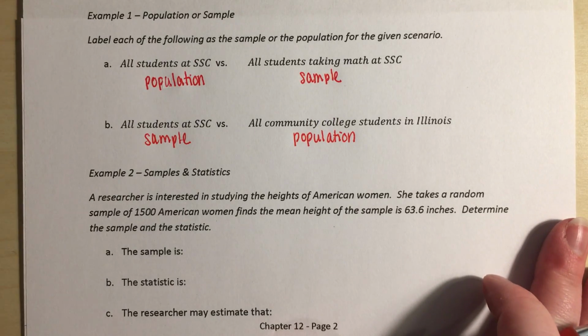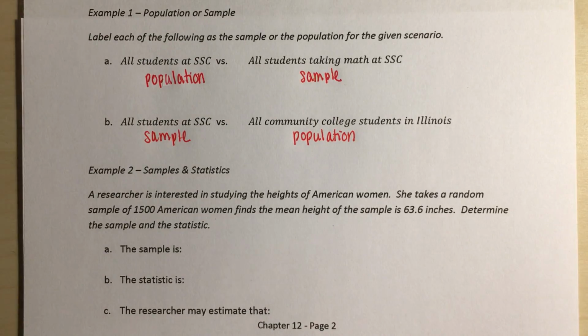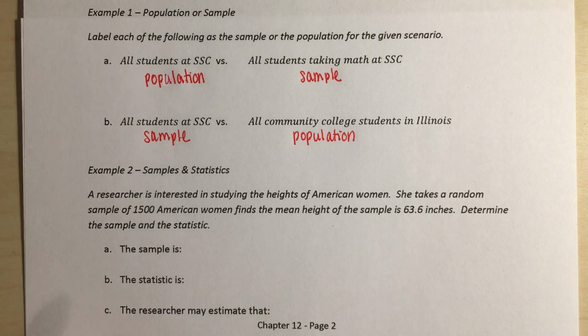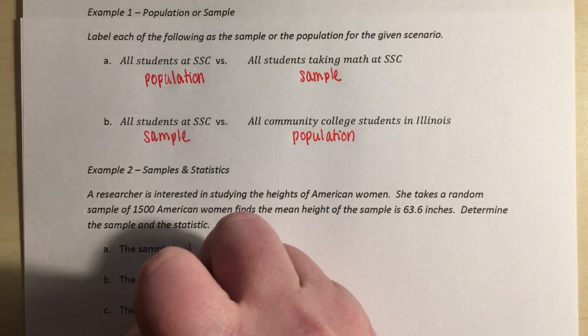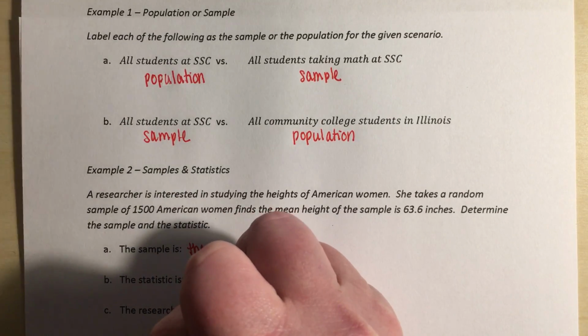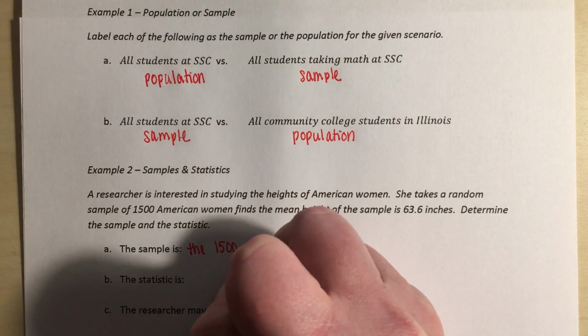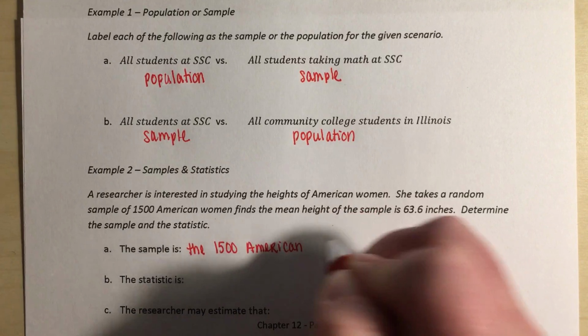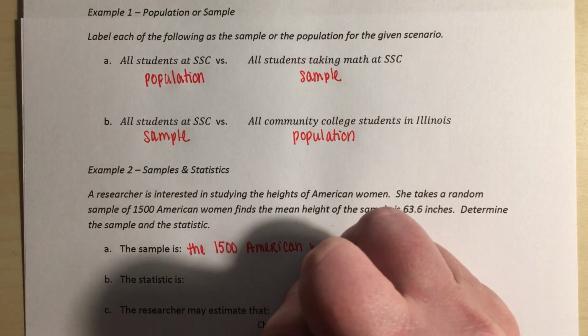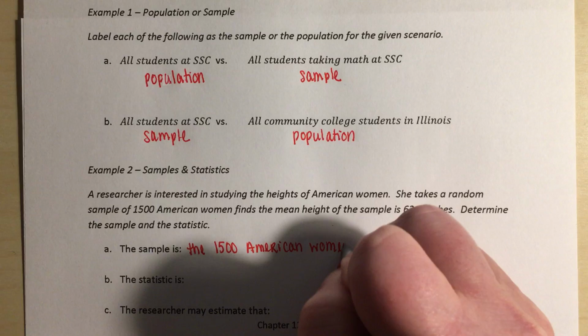All right, so looking at one last example, a researcher is interested in studying the heights of American women. She takes a random sample of 1,500 American women and finds the mean height of the sample is 63.6 inches. Determine the sample and the statistic. So the sample is the 1,500 American women sampled.